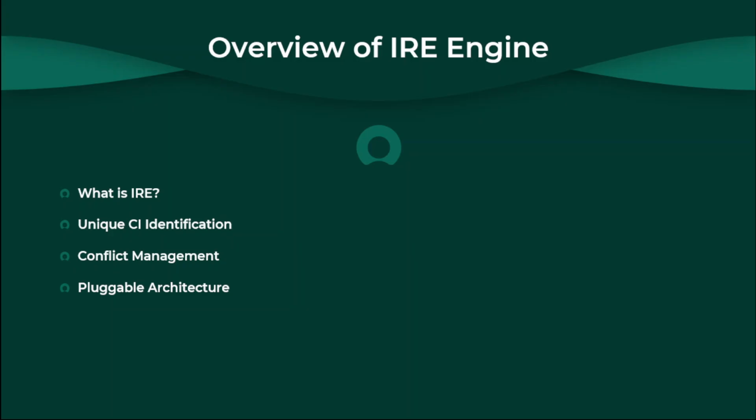Then conflict management. If the same attribute comes from two sources, like discovery and an import set, IRE uses reconciliation rules to decide which value wins. Then pluggable architecture. IRE is modular, meaning any data source can plug into it, ensuring all data flows through the same identification and reconciliation standards.